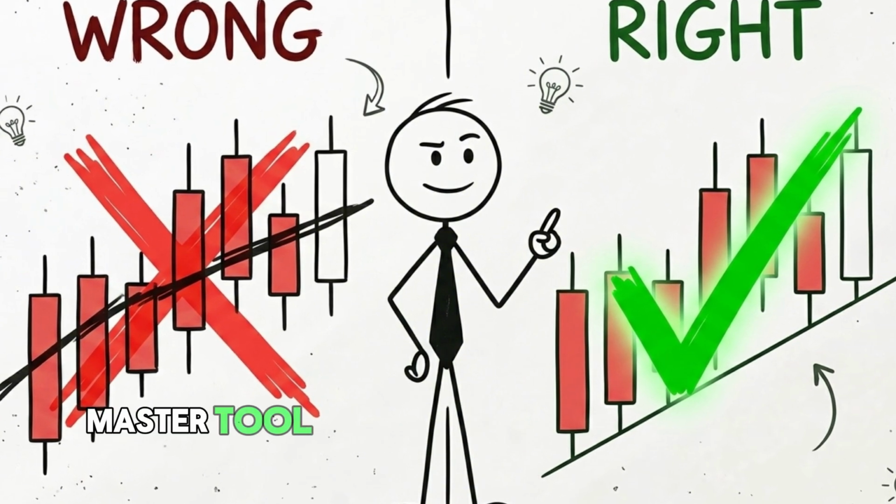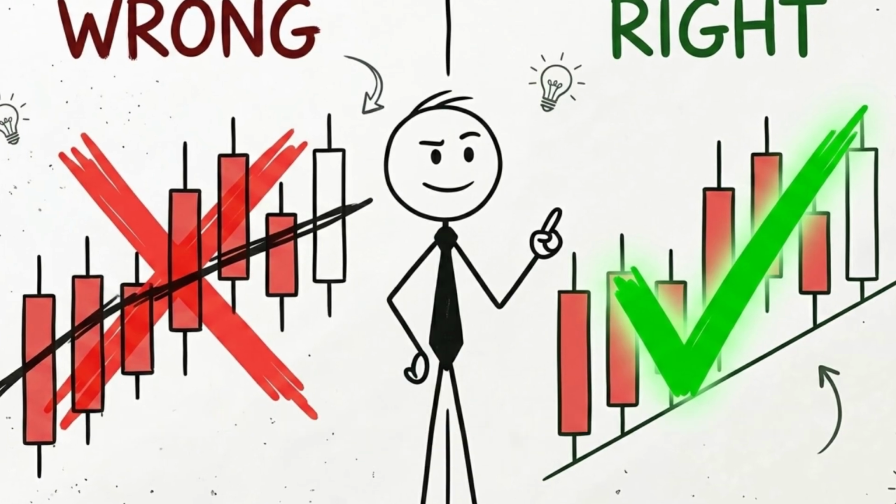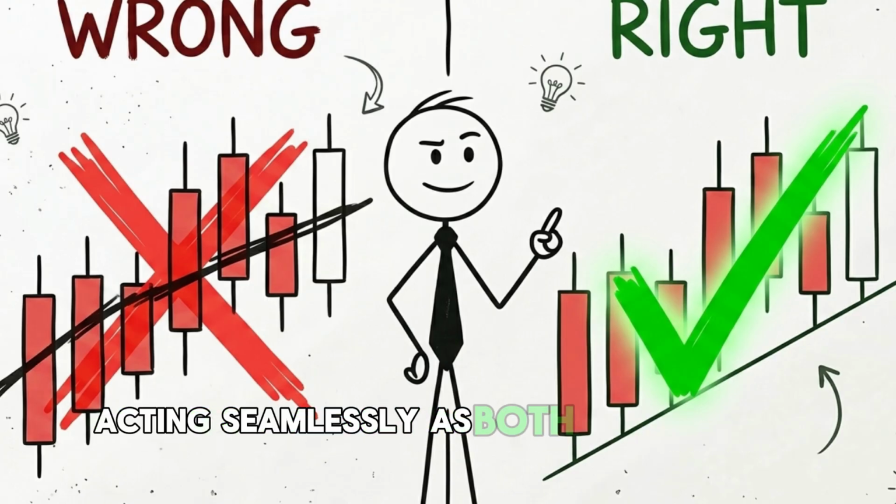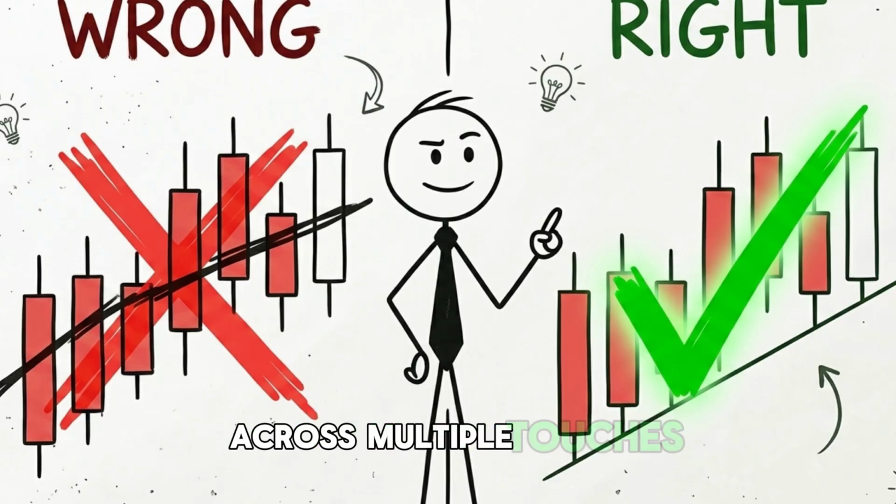Our second master tool is a major level of market structure. This refers to a prominent horizontal line on your chart that has historically flipped roles, acting seamlessly as both support and resistance across multiple touches.